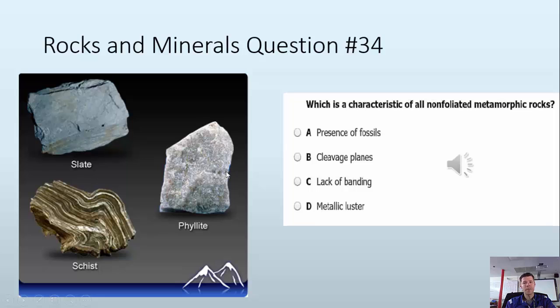And then we've got other metamorphic rocks like this one, like phyllite and marble, that have no banding. These are called non-foliated rocks because they don't have layers or banding. So our best answer here is, which is a characteristic of non-foliated metamorphic rocks? Presence of fossils? No. Cleavage planes? No. The lack of banding? Yes. Our best answer here is C, lack of banding.